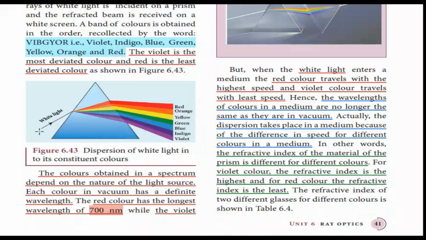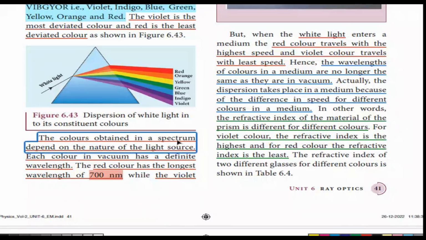So here, when you pass white light through a prism, you will get a band of colors called as a spectrum, in which violet is the most deviated color and red color is the least deviated.